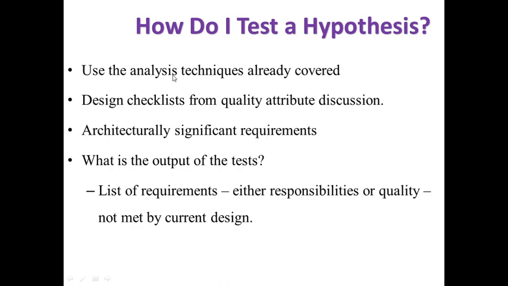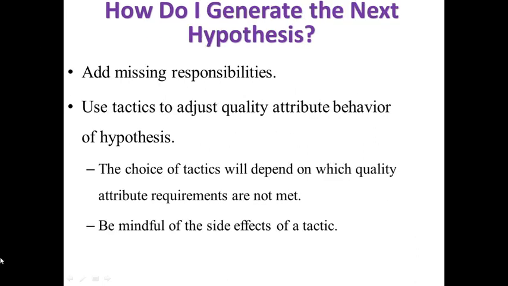We have to use the analysis techniques which we have already used, and we have to use the checklist. That is, we have to design the checklist from the quality attribute discussion, and next we have the ASR. And what is the output of all these tests? Based on that, you have to list the requirements, and either responsibilities or qualities may or may not be met by the current design. Based on that you can test the hypothesis.